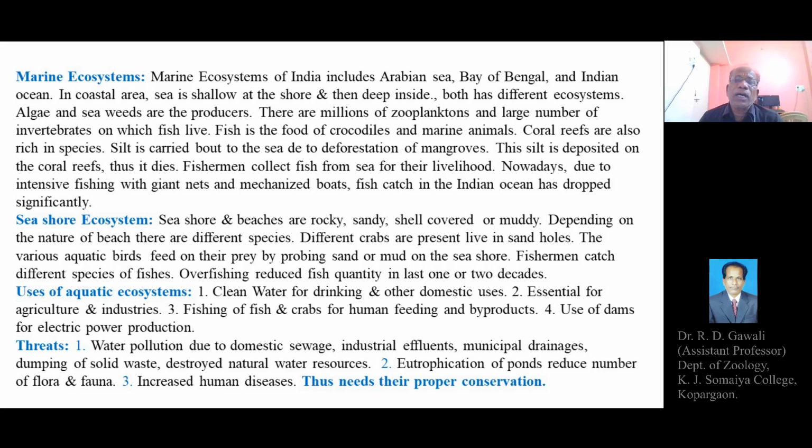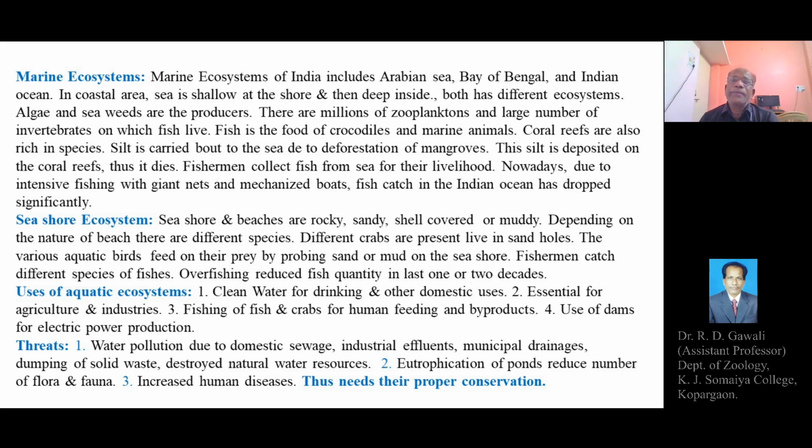Seashore and the beaches are rocky, sandy, shale covered, or muddy. So, when we compare the coastal area or shallow water of the sea representing seashore or the beaches, they are either rocky, sandy, shale covered, or covered with mud, and depending on the nature of the beach there are different species.